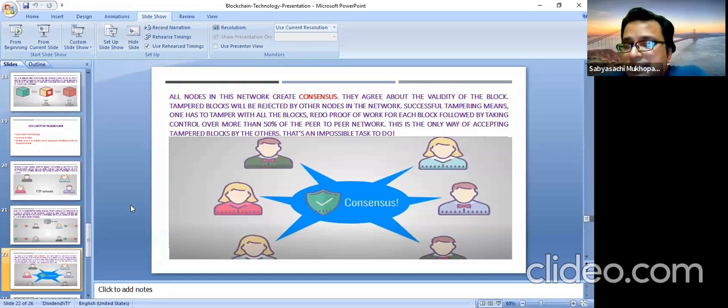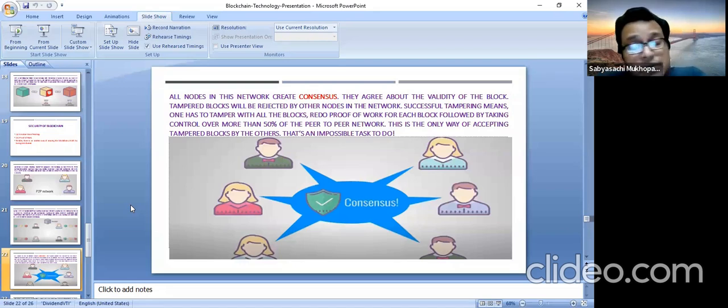So if everyone agrees about the validity of that particular new block, then it is fine. That means that if any tampering takes place, then what will happen? That particular block will be rejected by the other nodes. So that's the reason you can understand that for a successful tampering to take place within a blockchain, one has to tamper all the blocks.